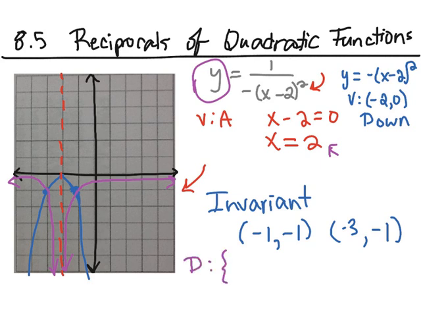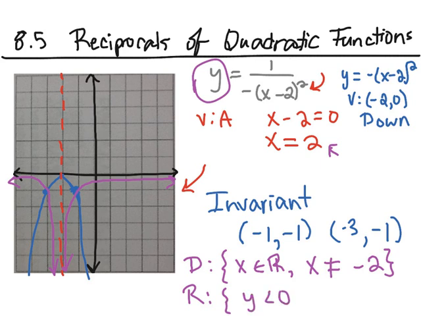Our domain would be x is an element of the real numbers, except x cannot equal negative 2. And our range would be y is less than 0. It does not include 0 because it can't touch the x-axis for all the real numbers. So there's our domain and range.